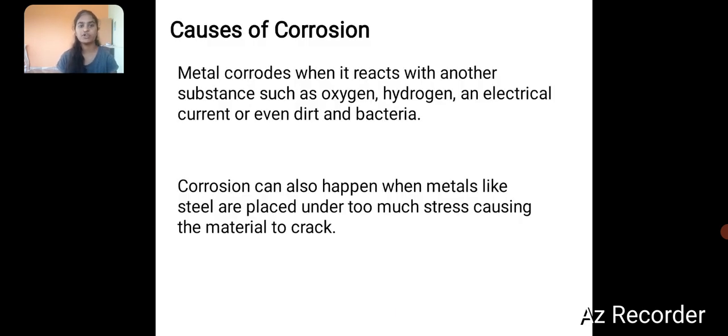Causes of corrosion. Metal corrodes when it reacts with another substance such as oxygen, hydrogen, electrical current, or even dirt and bacteria. Corrosion can also happen when metals like steel are placed under too much stress, causing the material to crack.